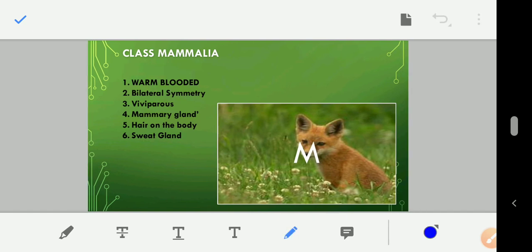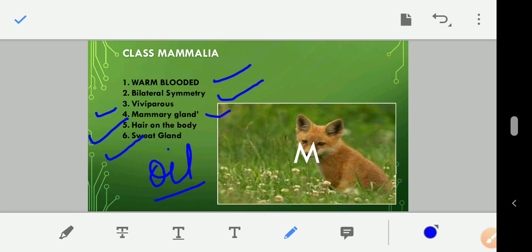And the last class is Mammalia, to which we also belong. They are warm-blooded, means body temperature remains constant. Bilateral symmetry. Viviparous means they give birth to young ones. There are some exceptions like the duckbill platypus. They have mammary glands through which they can feed their young. They have hair on the body. They have sweat glands. They also have sebaceous glands, that is oil glands, which keep their warm body waterproof and all.